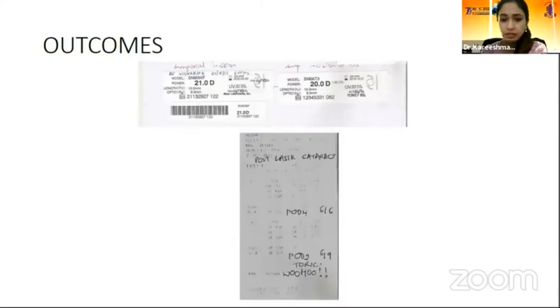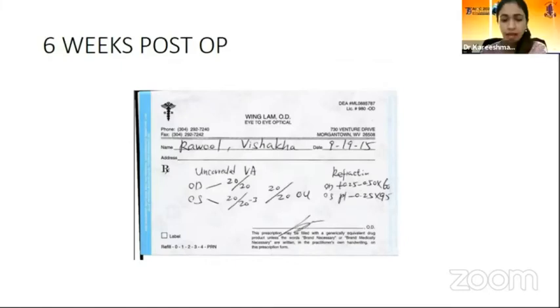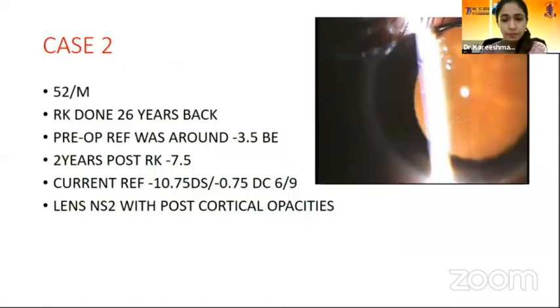Post-operatively, in the early post-operative phase itself, she had hardly a -0.5 myopia on the autoref, and her vision was unaided 6/6 and 6/9 respectively. She went back to the US, and her vision was maintained.